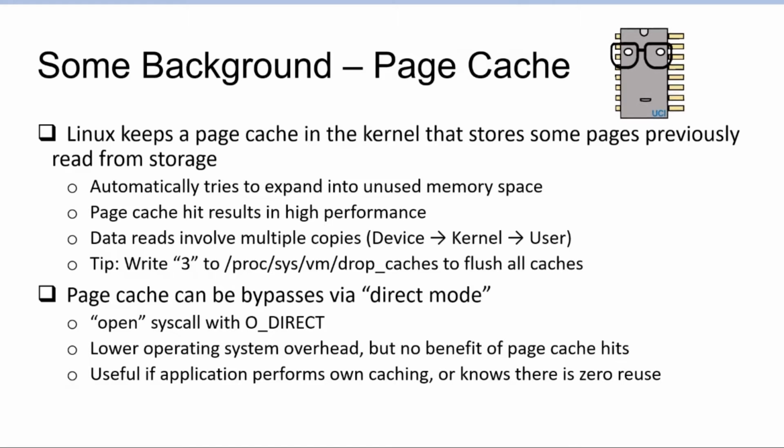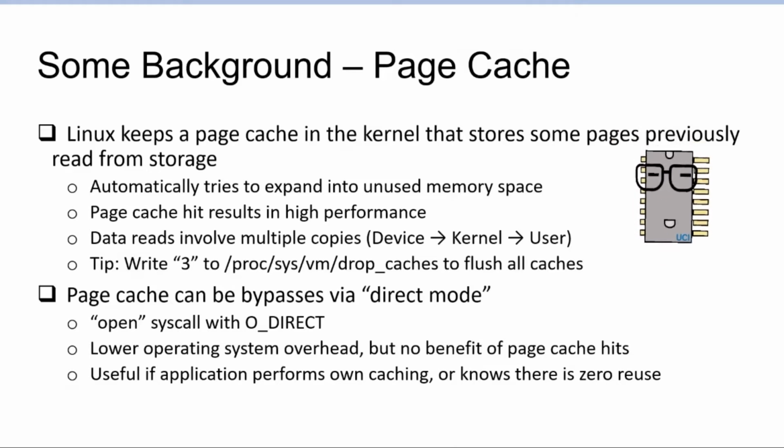We talked about page caches already a couple of slides back. Linux and most other operating systems as well, including Windows, keep the so-called page cache in the kernel that stores some storage pages previously read from storage, buffered inside memory. Kind of like CPU caches buffering accesses into off-chip memory, the in-memory page cache managed by the kernel does the same for the storage devices.